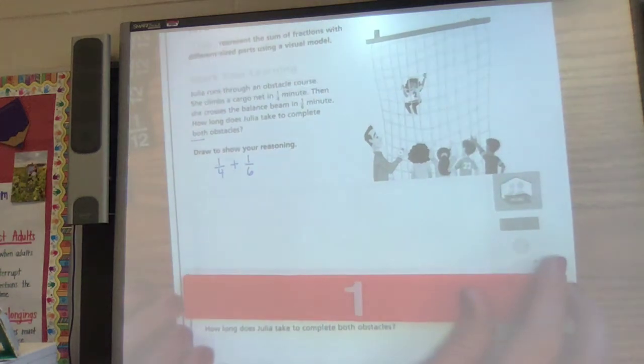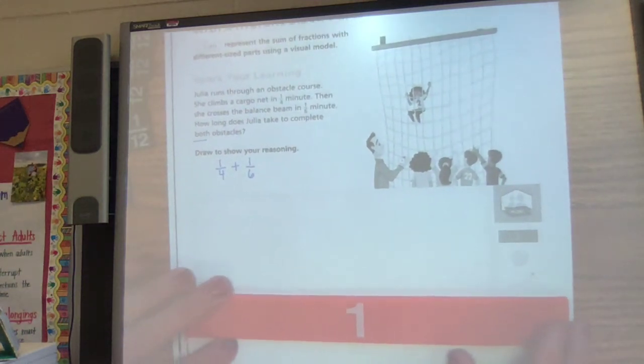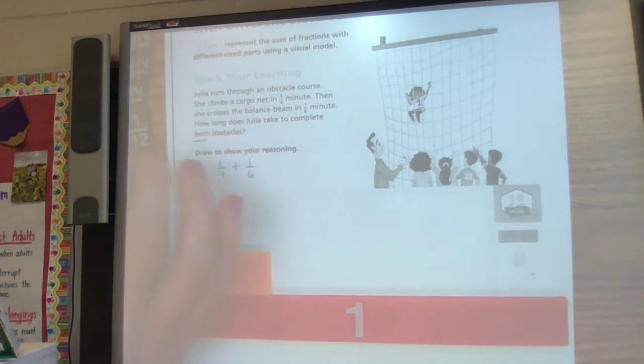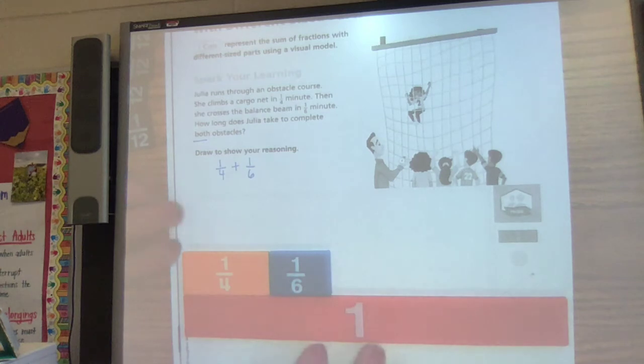Make sure y'all can see it. All right, I like to have my whole. I always like to compare it to that. And then grab a 4th. And we are putting them together. We're putting her 4th and her 6th together. So, a 4th and a 6th.